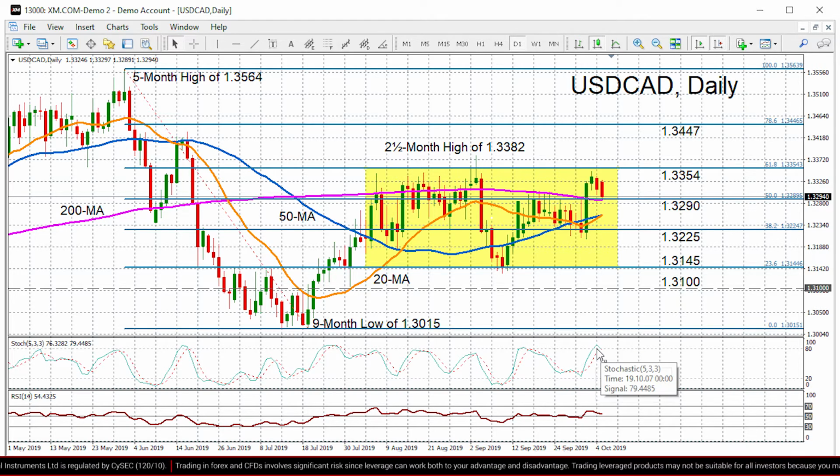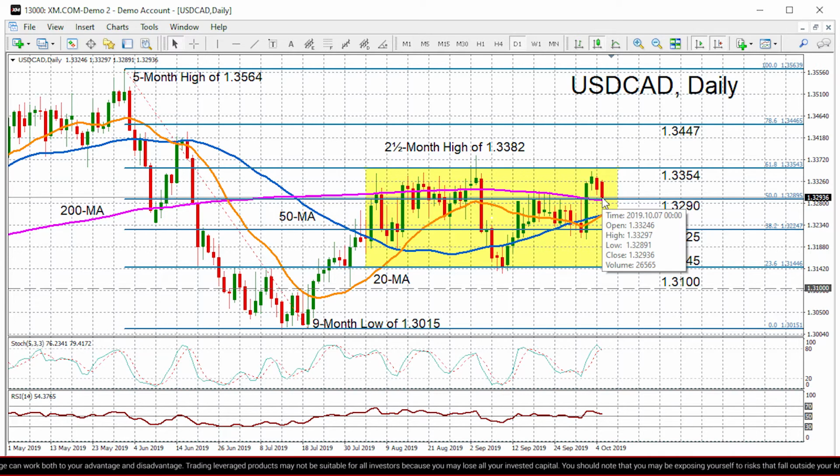We can see from the stochastics that the percentage K line is crossing below its percentage D line. RSI is also heading downwards. There is immediate support, though, coming from the 200-day moving average as well as the 50% Fibonacci retracement of the downleg from 1.3564 to 1.3015. So that's around 1.3290.